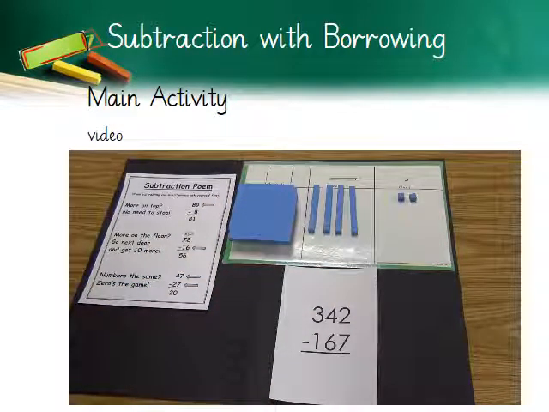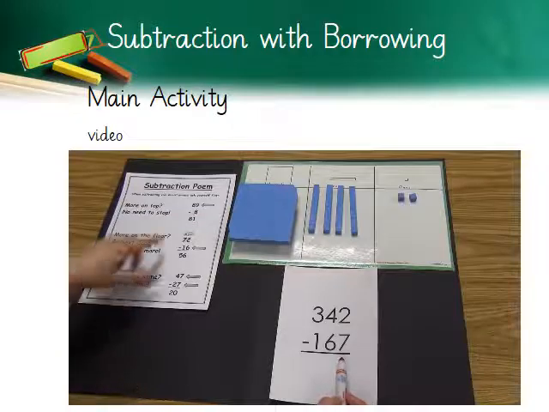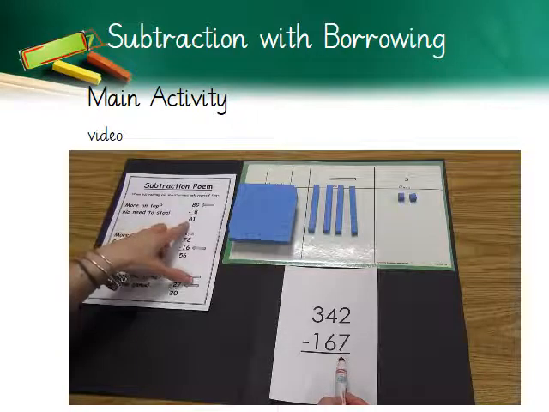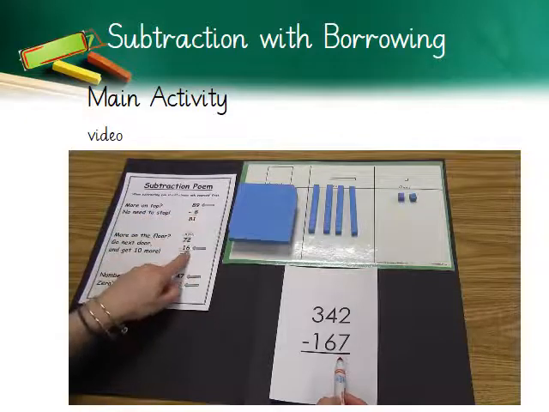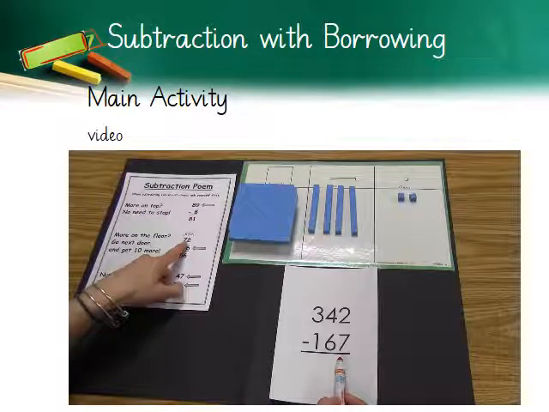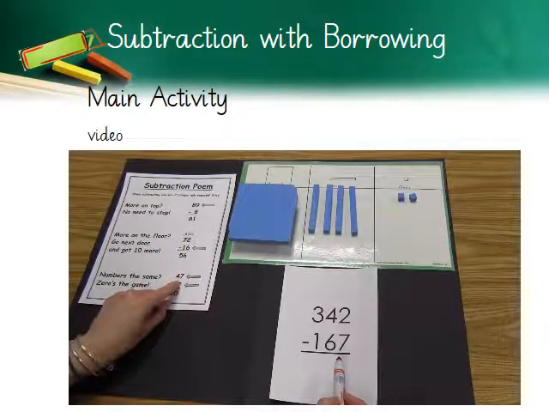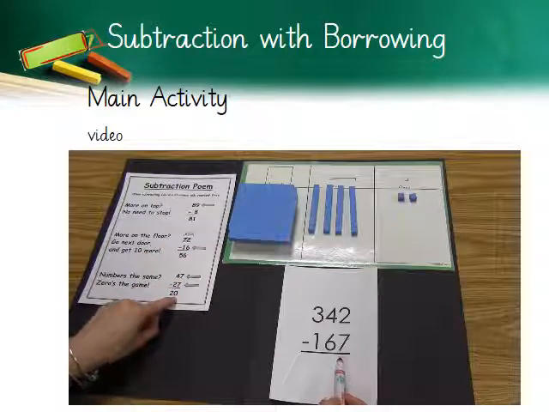The first thing that we do when we solve a problem like this is we always start in the ones place. And when we're at the ones place, we should ask ourselves, do I need to regroup? A lot of teachers like to use a poem that goes like this. More on top, no need to stop. More on the floor, go next door and get 10 more. Numbers the same, zeros the game.